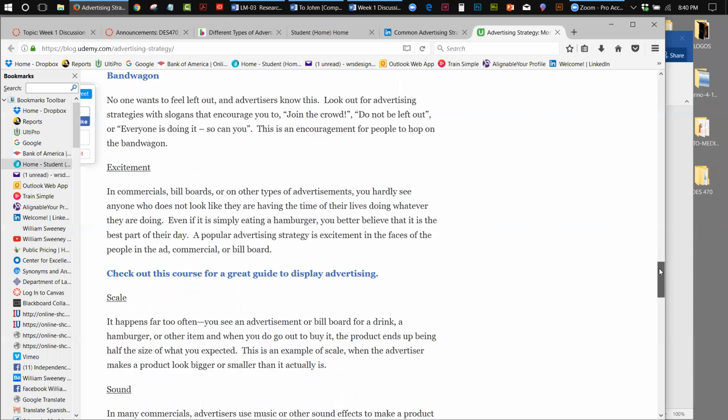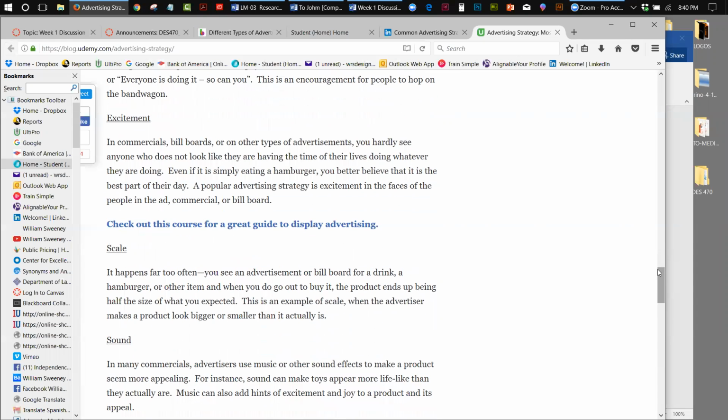So, excitement. This is one that works really well. It's not always the easiest one to pull off. In commercials, billboards, other types of advertisement, you hardly see anyone who doesn't look like they're having the time of their lives doing whatever they're doing. So if you have a product or a service that you can elevate to this level of excitement, you do it. Even if it's simply eating a hamburger.